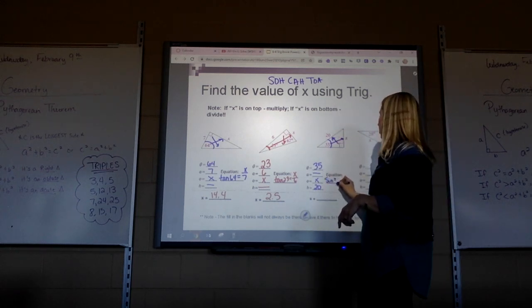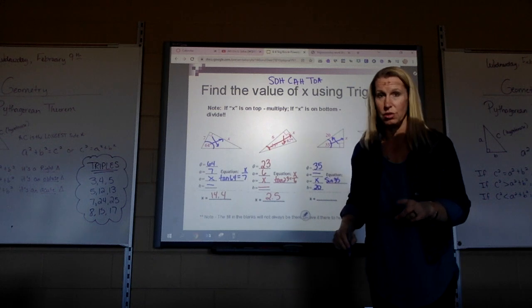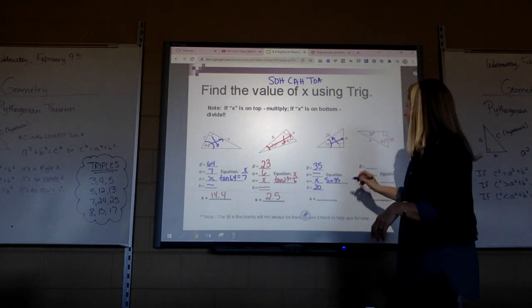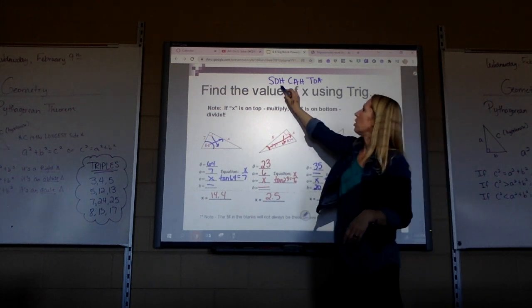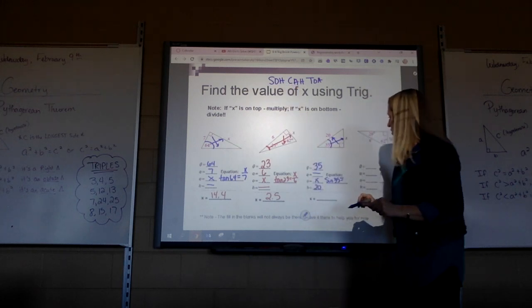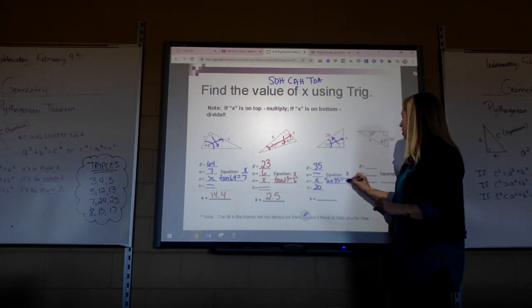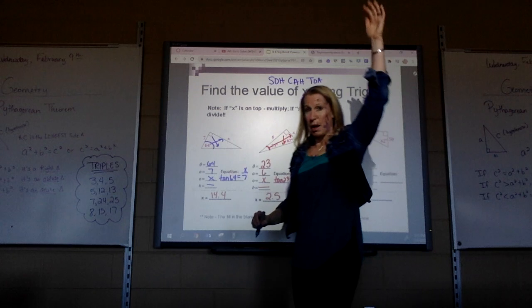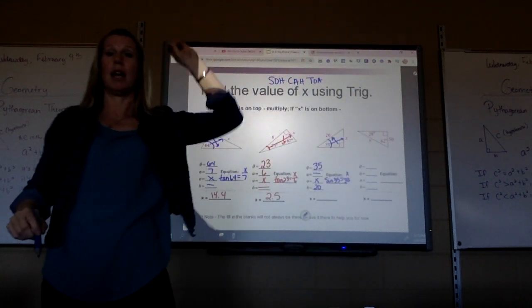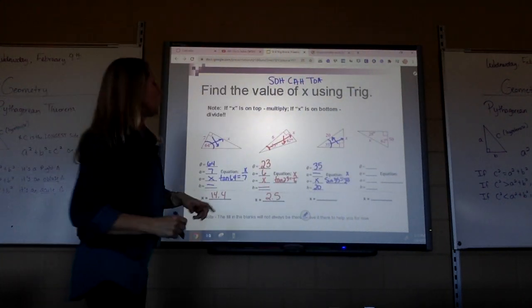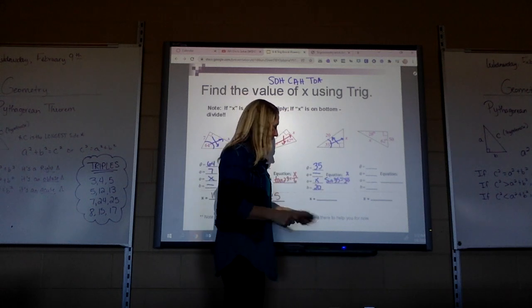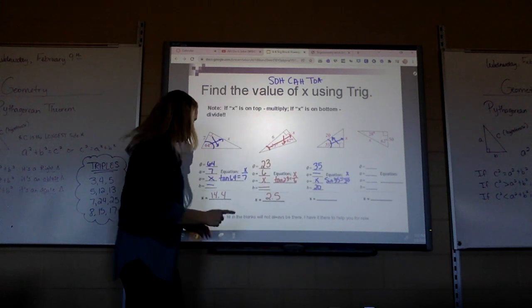So sine 35, you always put the angle next to sine, cosine, or tangent, equals, I have to put O on top of H. So O is x, H is 20, x is up high, that means we multiply. So I will do 20 times sine 35.